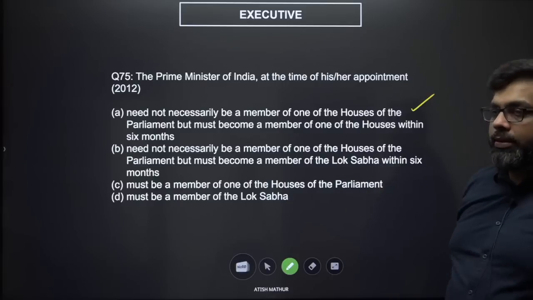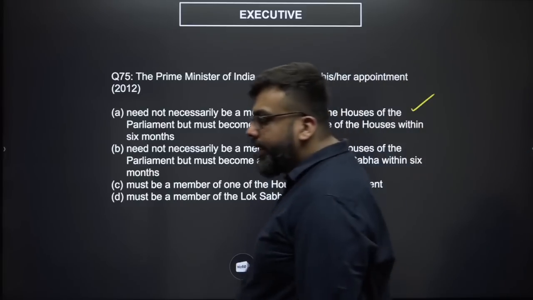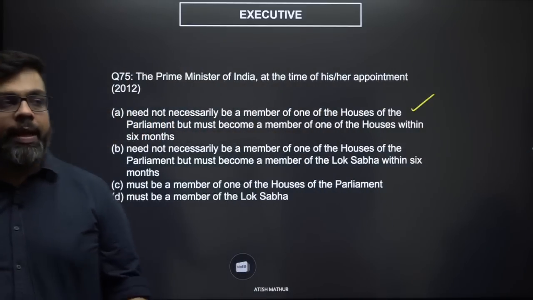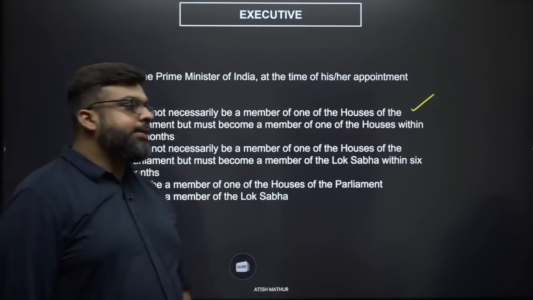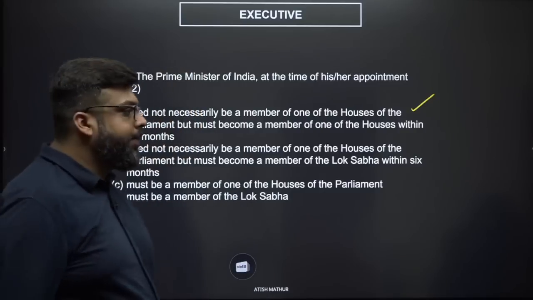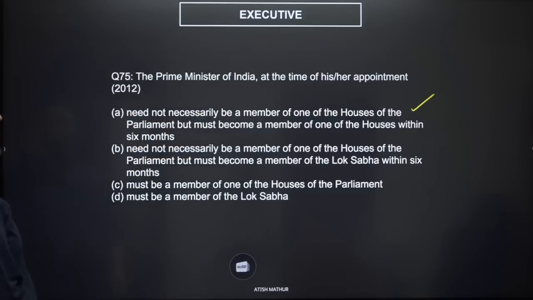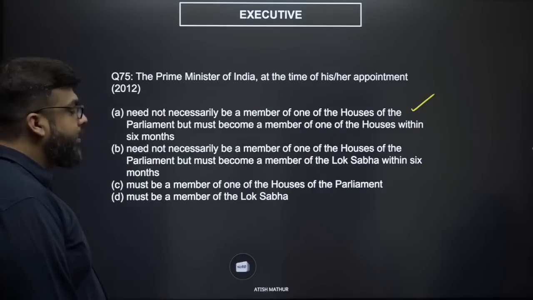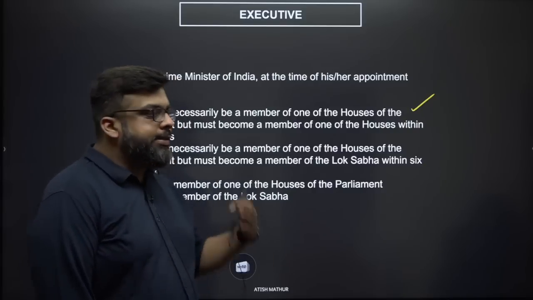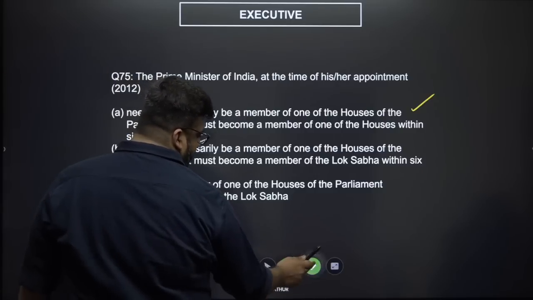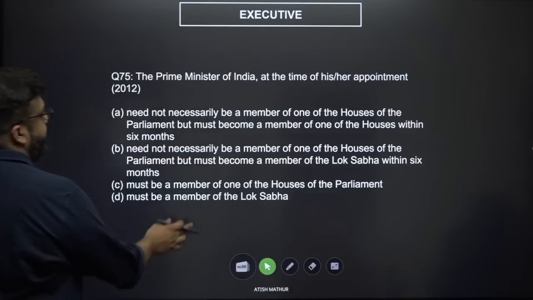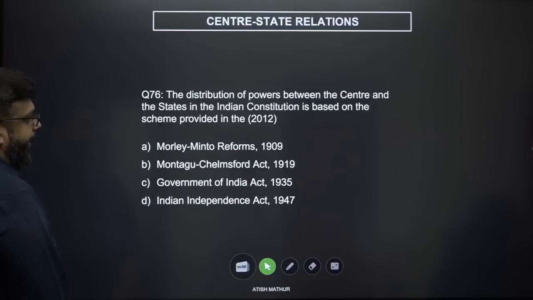Why not just the Lok Sabha? Because what if there is no scope for a by-election? Must be a member of one of the houses. If that was the case, then how would Manmohan Singh become the Prime Minister of India? And interestingly, that's what the question has been asked. Must be a member of the Lok Sabha. That's not necessarily true. You get 6 months of lead time. All ministers, including the Prime Minister, are subject to the same criteria. The answer should be A.